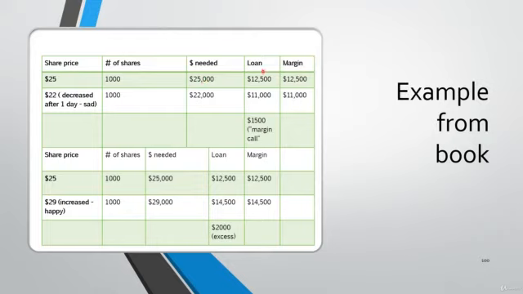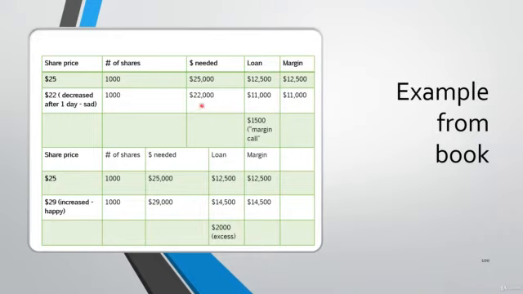So that's day one. Next day it goes down to $22. You're sad because it went down. You're going to lose money. How much do you have to put down more? So now we calculate $22 times 1,000. Now you need $22,000, and the loan amount is now going to be 11,000, and 11,000 is your margin.